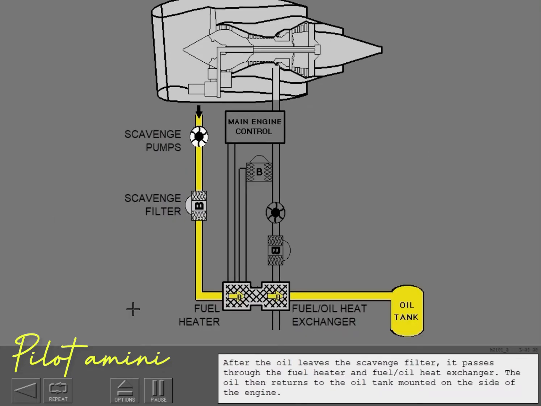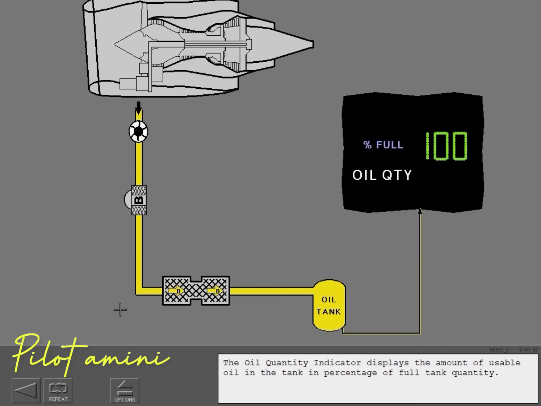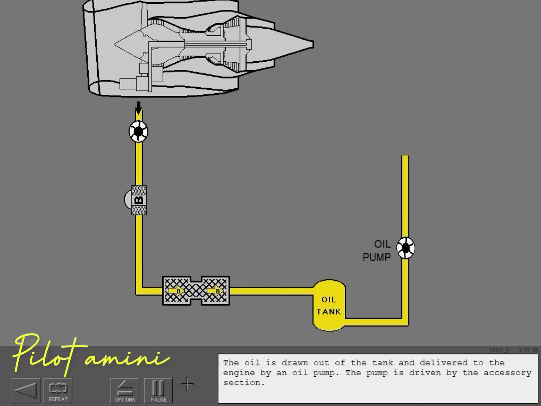After the oil leaves the scavenge filter, it passes through the filter heater and fuel oil heat exchanger. The oil then returns to the oil tank mounted on the side of the engine. The oil quantity indicator displays the amount of usable oil in the tank in percentage of full tank quantity. The oil is drawn out of the tank and delivered to the engine by an oil pump. The pump is driven by the accessory section.